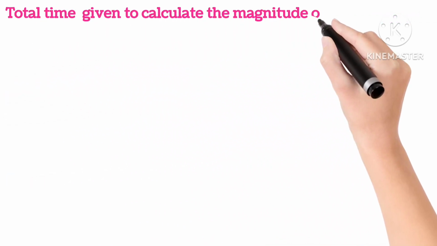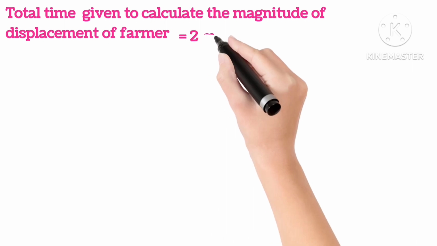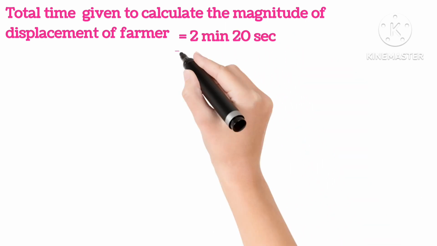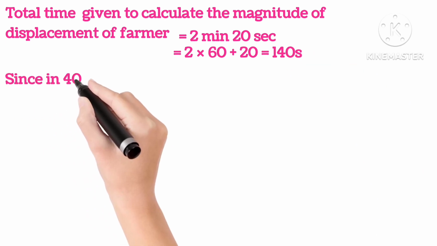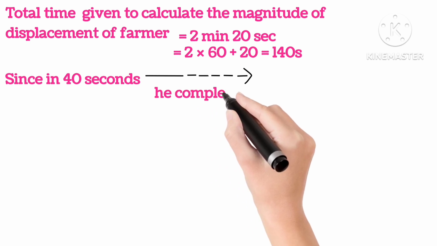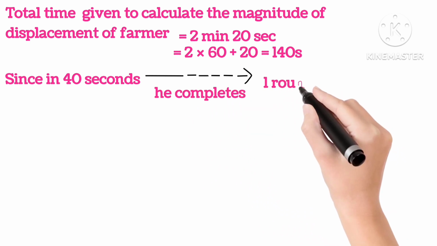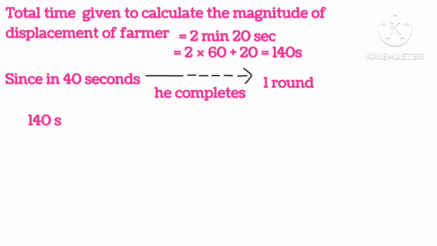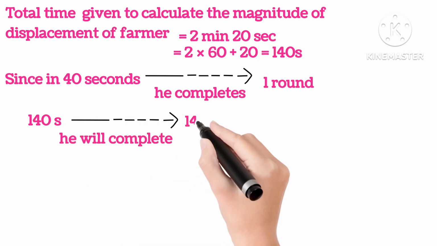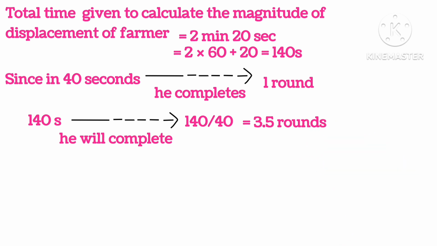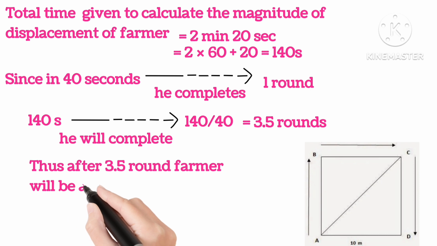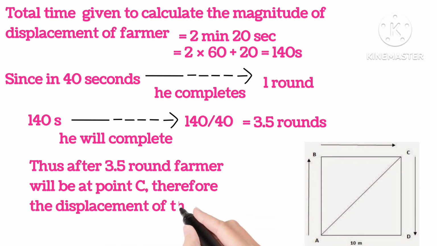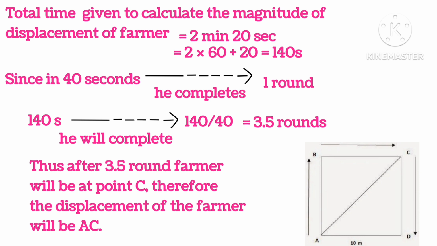The total time given to calculate the magnitude of the displacement of the farmer is 2 minutes and 20 seconds, which is equal to 140 seconds. Now since in 40 seconds the farmer completes one round, in 140 seconds he will complete 140 upon 40, that will be 3.5 rounds. Thus after 3.5 rounds the farmer will be at point C, therefore the displacement of the farmer will be AC, as you can see here.